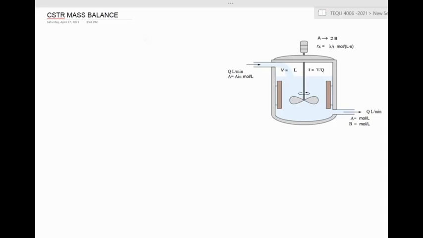Some of you requested that I prepare a video for discussing a little bit more about a mass balance around a CSTR type of equipment, where we have a chemical reaction. In this case, in particular, I have a molecule of component A reacting to form a component B.